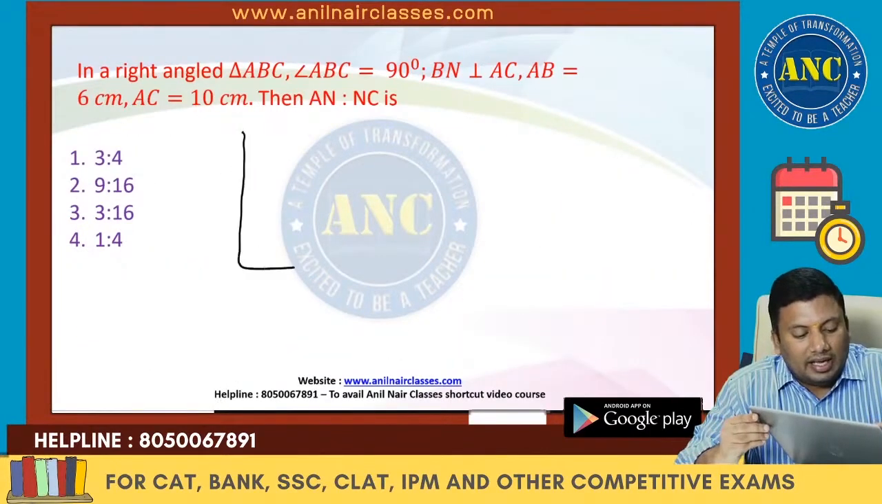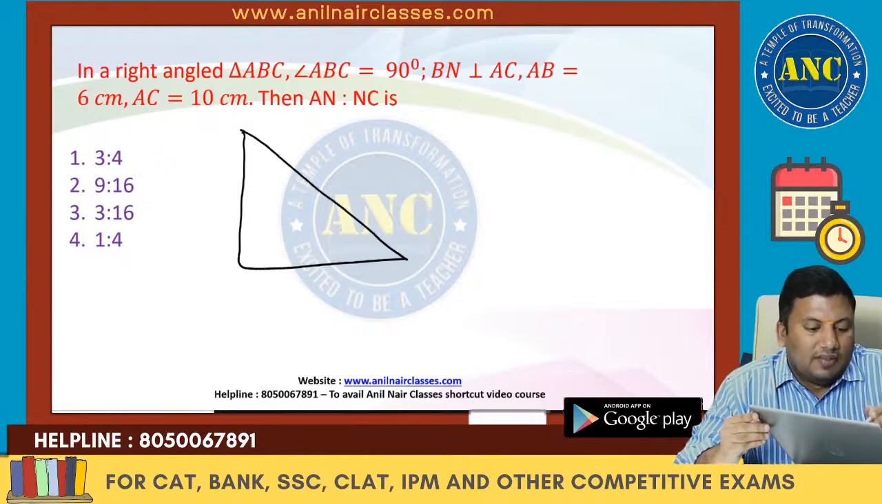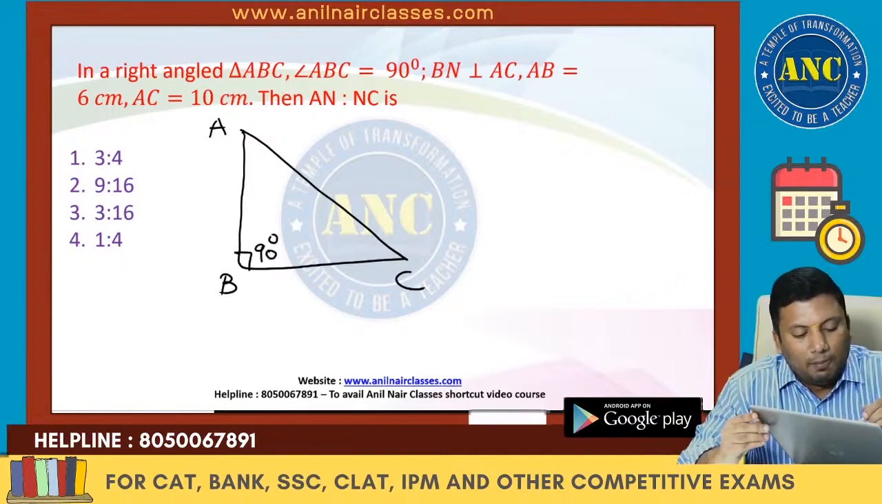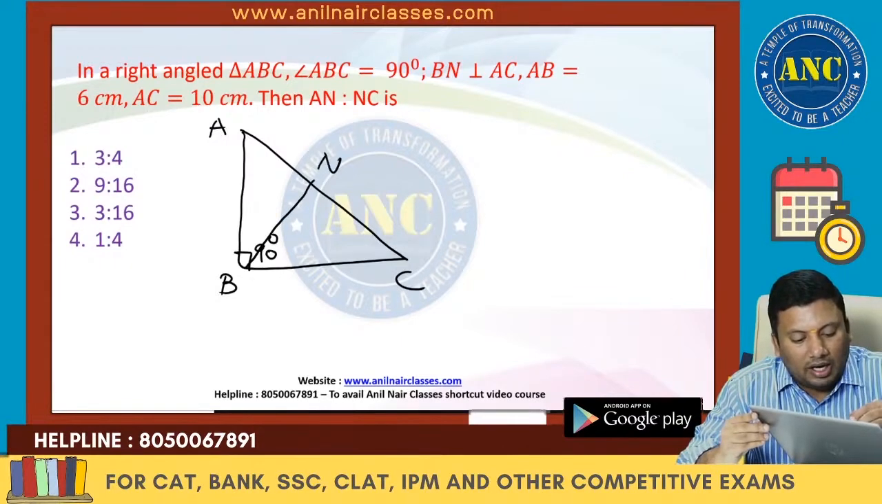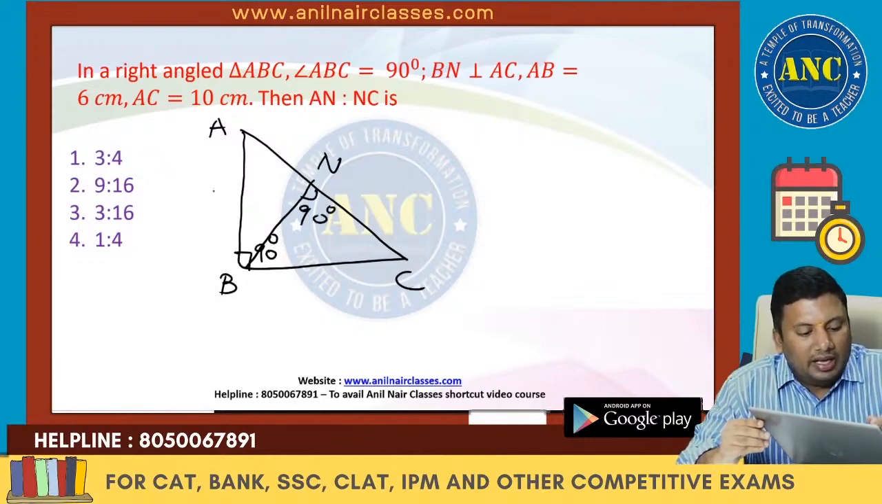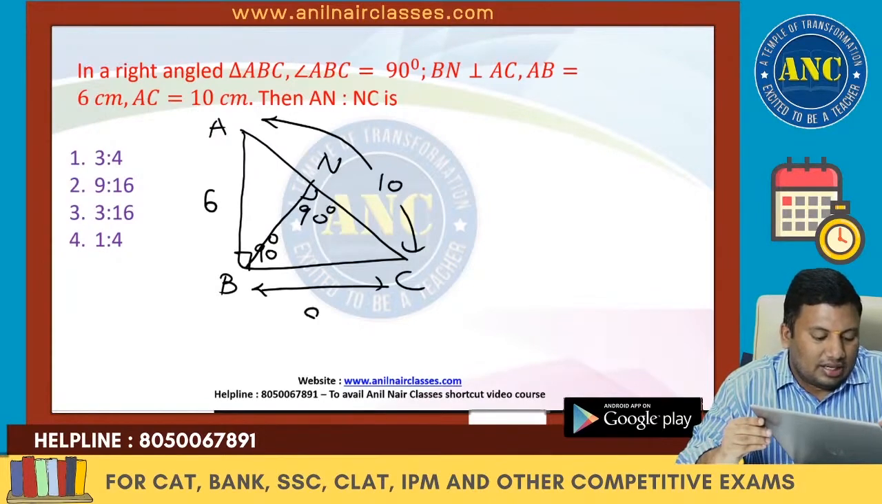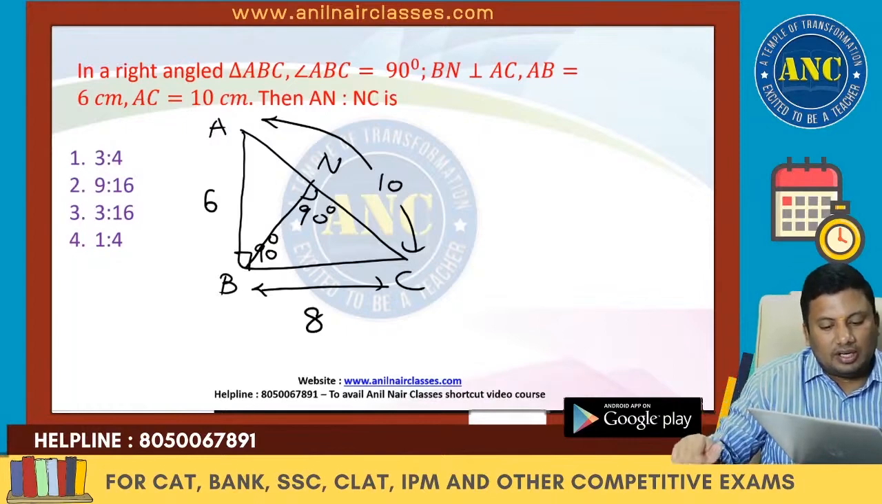In a right angled triangle ABC, angle B is 90 degrees. BN is perpendicular to AC. This is BN. AB is 6. If AC is 10, the other side that is missing is 8.